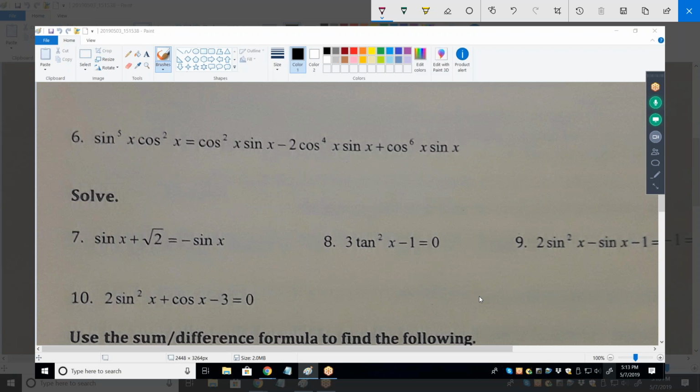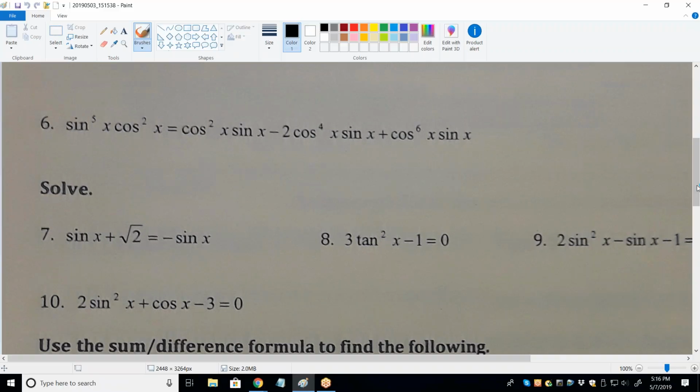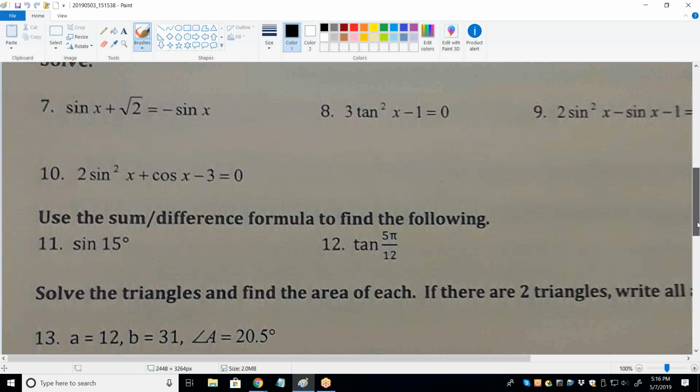Maybe by tomorrow I will have these two figured out, and we can come back to them then. Okay. Let's go on. The rest of these don't look that hard. Let's see, I believe we did 7 yesterday. Remember how we did it? We brought the sine x over to the left, so we had two of them, and took the root 2 over to the right, so we had sine x basically equals negative root 2 over 2, which means x was a 45 degree angle. Yep. Okay.